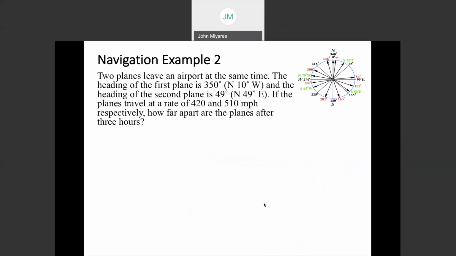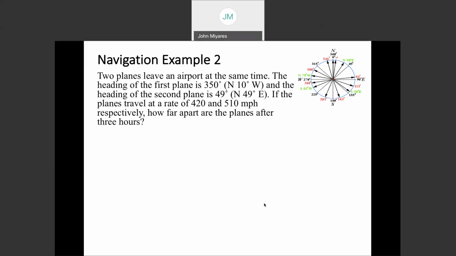Let's try one more example. Two planes leave an airport at the same time. The heading of the first plane is 350 degrees, which is 10 degrees west of north. The heading of the second plane is 49 degrees, which is 49 degrees east of north. If the planes travel at a rate of 420 and 510 miles per hour respectively, how far apart are the planes after 3 hours?